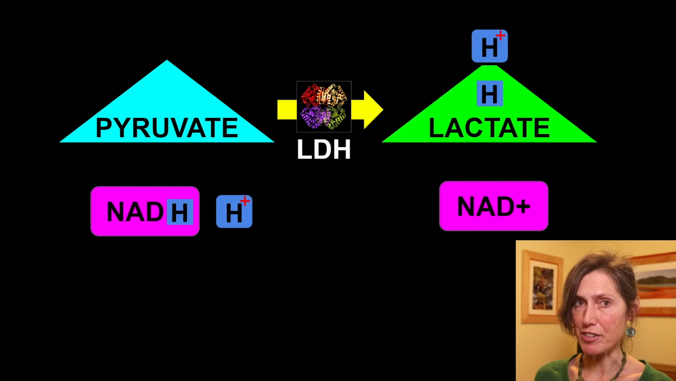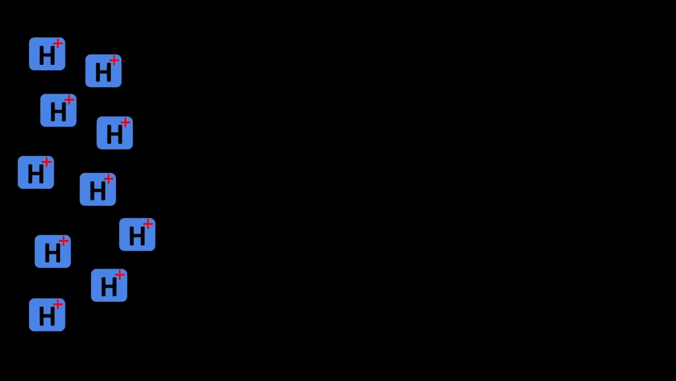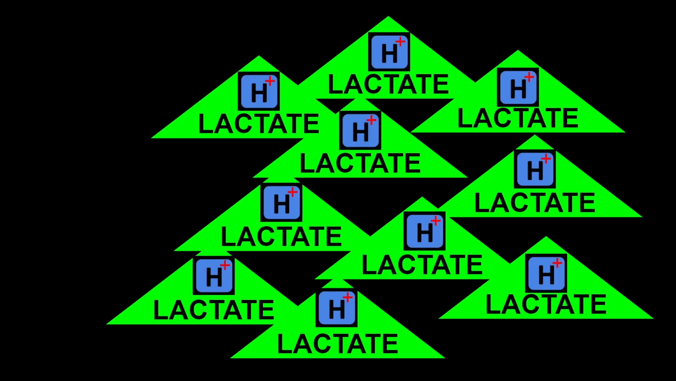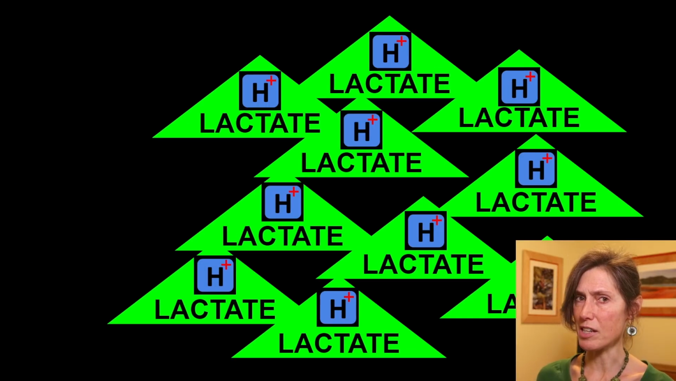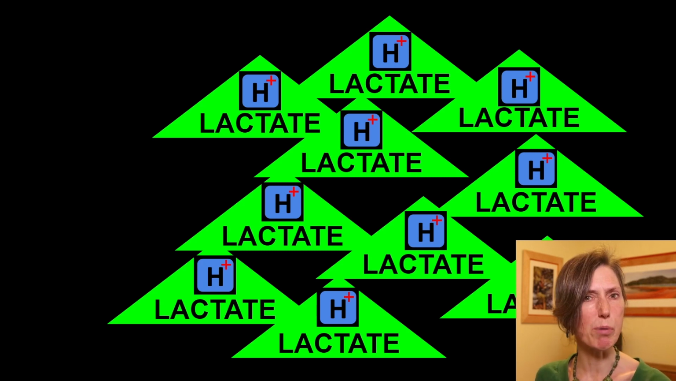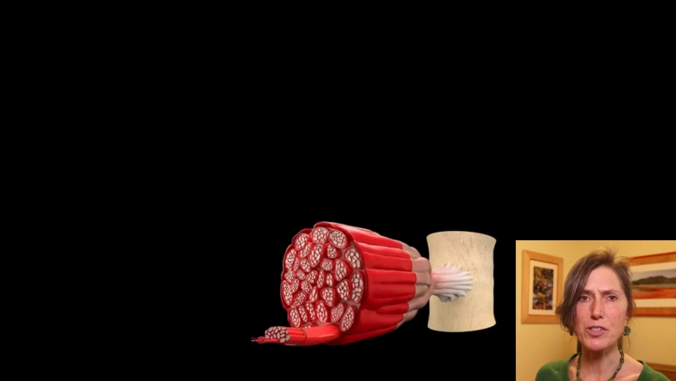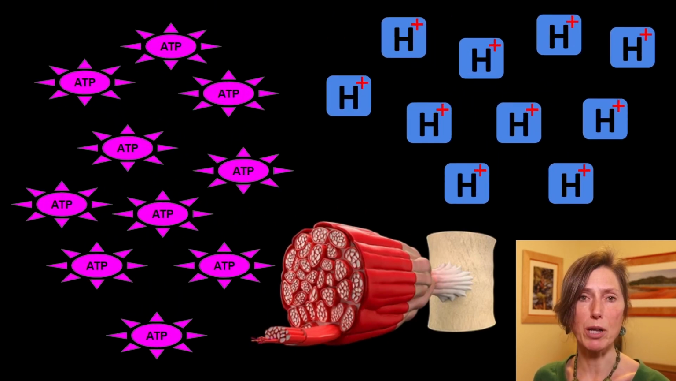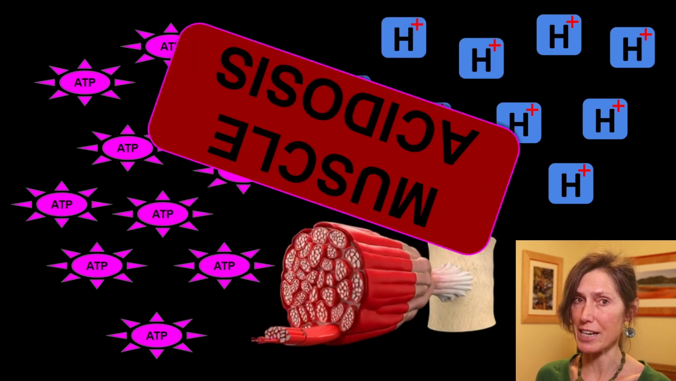Let's put this in perspective because this slide only shows it to you for one pyruvate molecule turning into one lactate molecule. Imagine 10 hydrogen ions being released as a result of ATP hydrolysis. That theoretically would mean that 10 lactate molecules are able to absorb all these hydrogen ions. That kind of sounds like lactate serves a buffering ability. Back to our muscle requiring ATP, which results in a lot of H pluses, which leads to muscle acidosis.